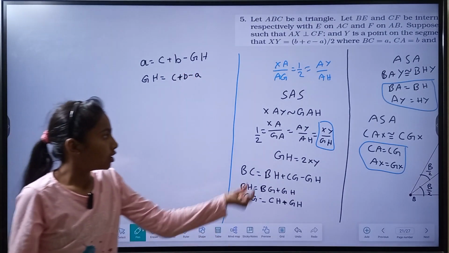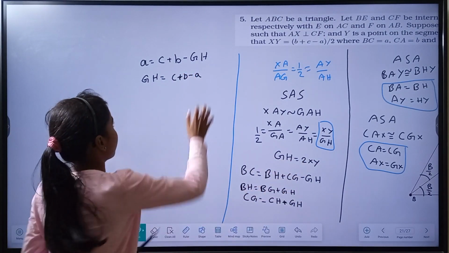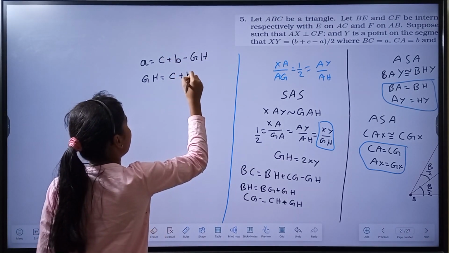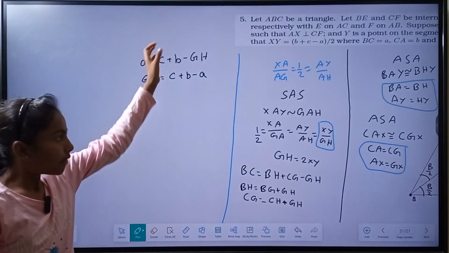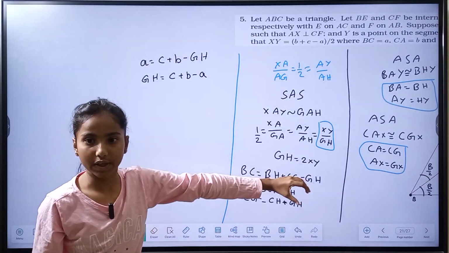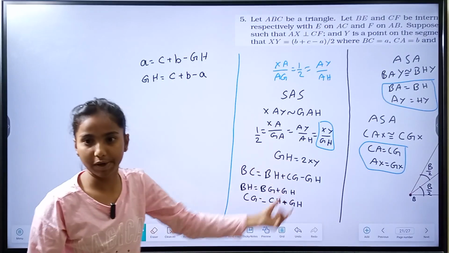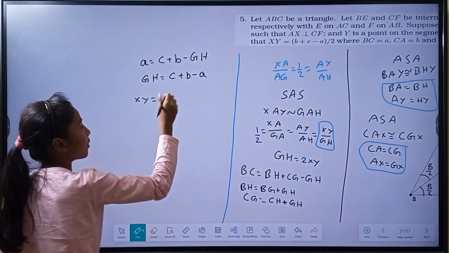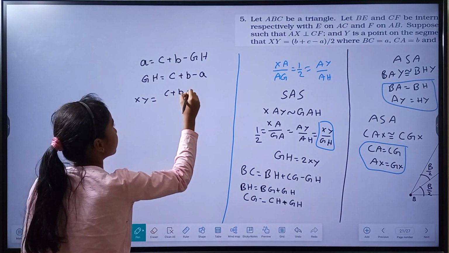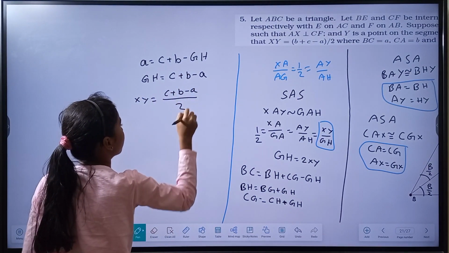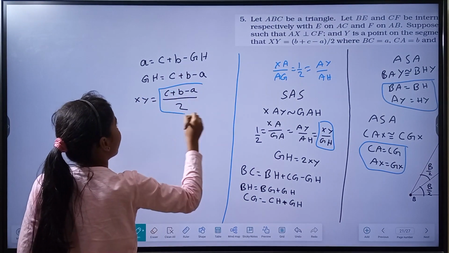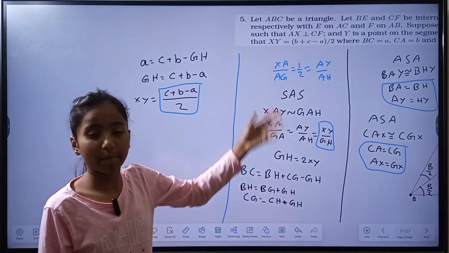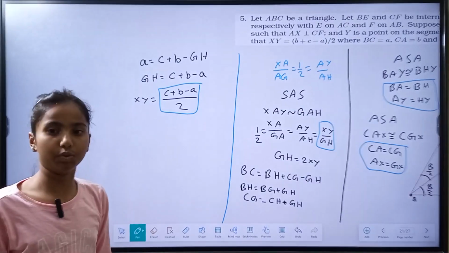And over here we have GH equal to 2 into XY, which means XY equal to GH by 2. So from this we can write XY equal to C plus B minus A whole by 2. Hence we prove that XY equal to B plus C minus A whole divided by 2.